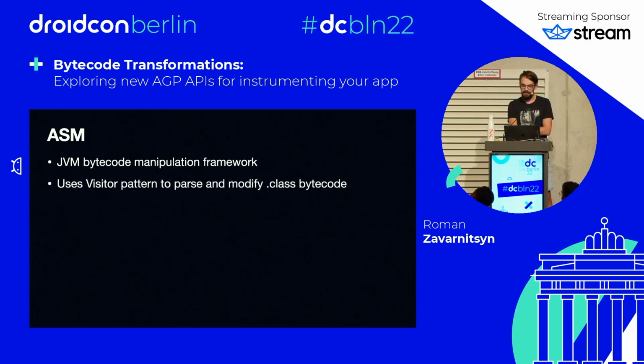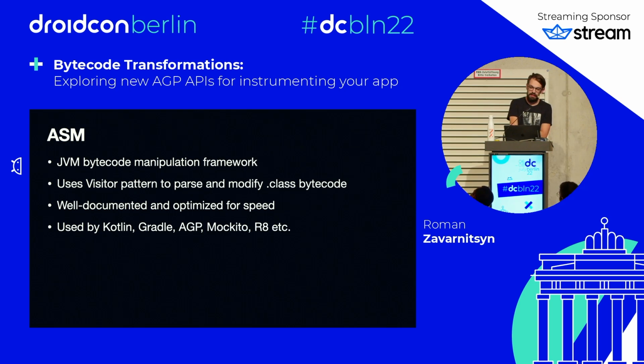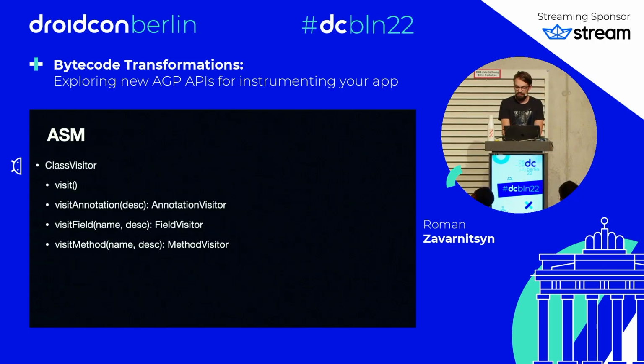It uses the visitor pattern to parse and modify class bytes. So if you, for instance, ever implemented Kotlin compiler plugin or maybe parsed the abstract syntax tree of Kotlin, this pattern is probably familiar to you. It's well documented and optimized for speed, and it's also used by big players like Kotlin, Gradle, AGP itself, Mockito, or R8. The class visitor might look like this.